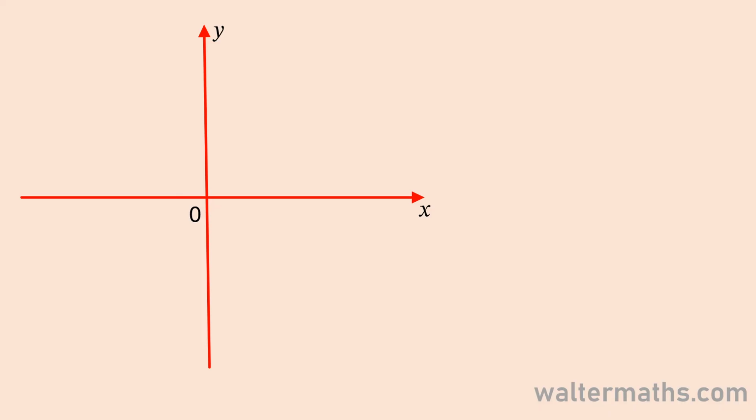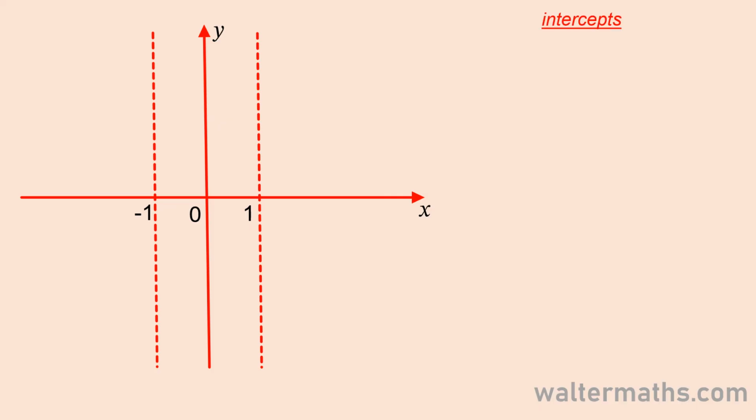First of all, we are going to consider the asymptotes, and from part A, we got that the asymptotes are the lines x is equal to minus 1 and x is equal to 1. These are the vertical asymptotes, and the horizontal asymptote is the x-axis. Next, we'll need to consider the intercepts.